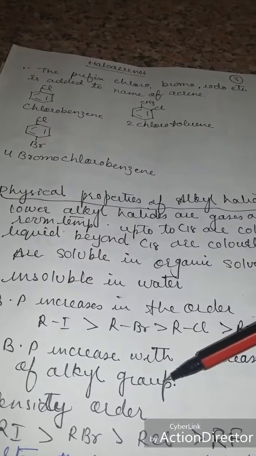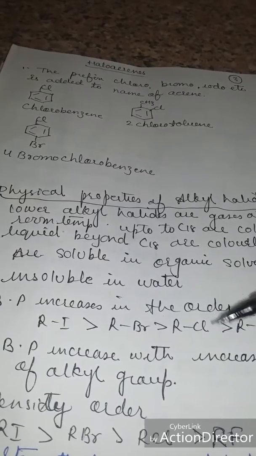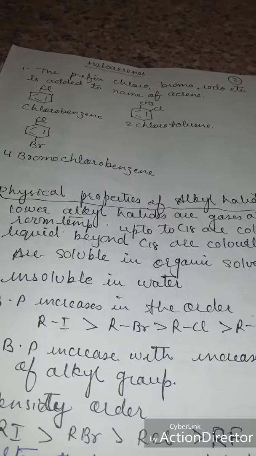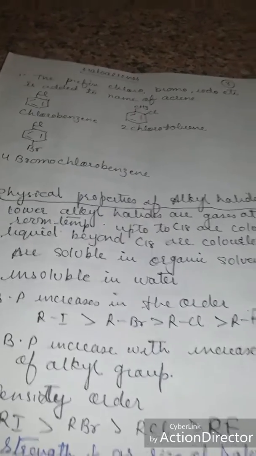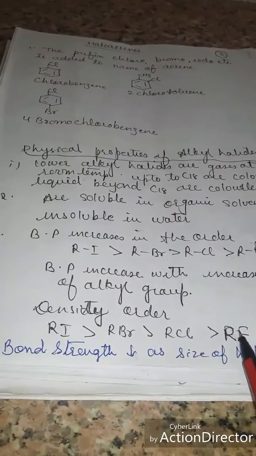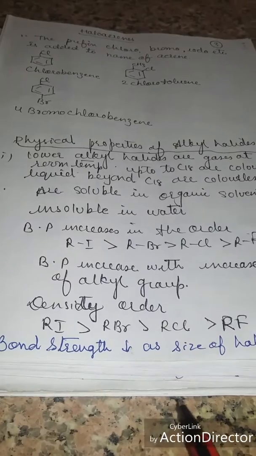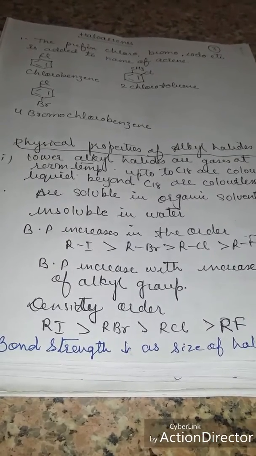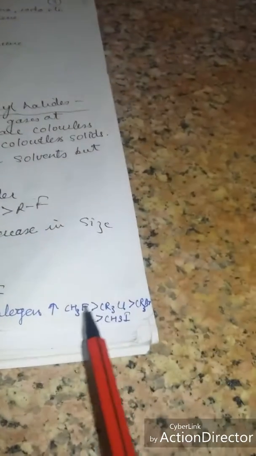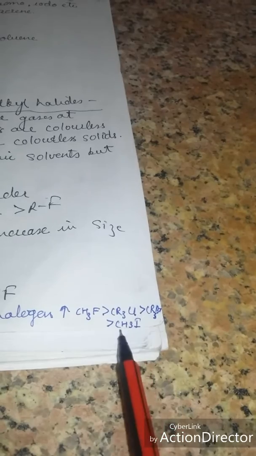Now the melting and boiling points of haloalkanes and haloarenes are higher than their parent hydrocarbons, because greater molecular mass is there, so greater van der Waals forces of attraction will be there. Density order will be, this will be the trend for the density order, and in case of bond strength it decreases when you increase the size of the halogen. So in case of bond strength, the trend will be CH3F first, then CH3Cl, then Br, and then I.